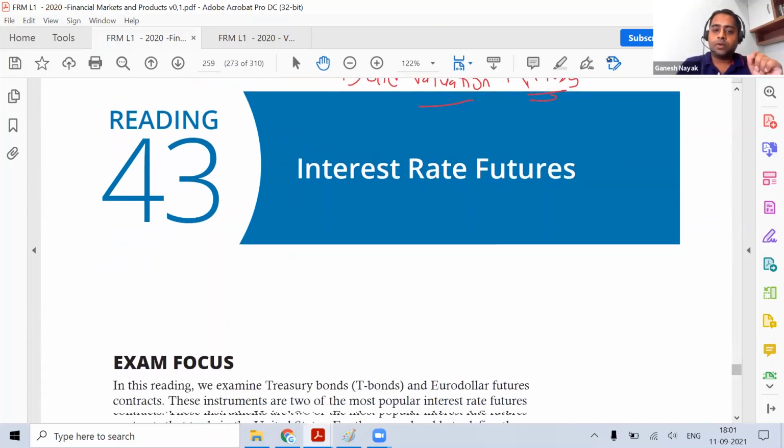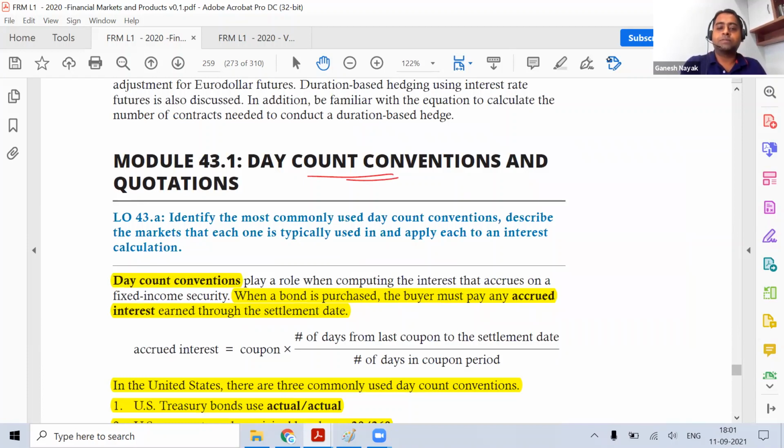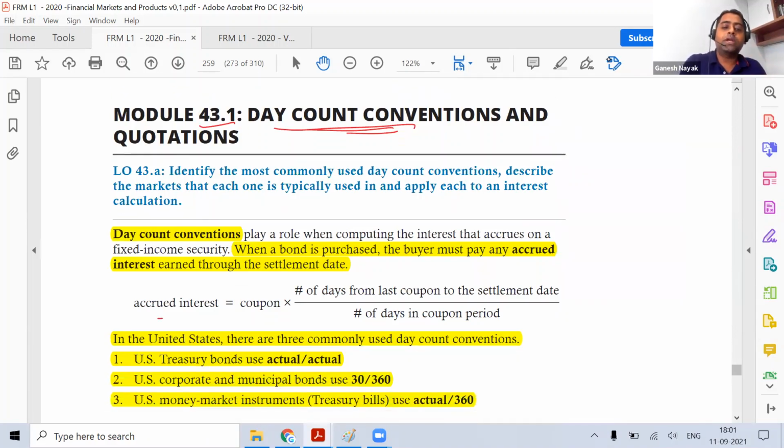Okay, we'll first talk about the day count convention and the quotation. So this module focuses on two parts: the day count convention, and the second is quotation. Why do we need day count convention? Because we want to find the accrued interest. Now, what exactly is an accrued interest?